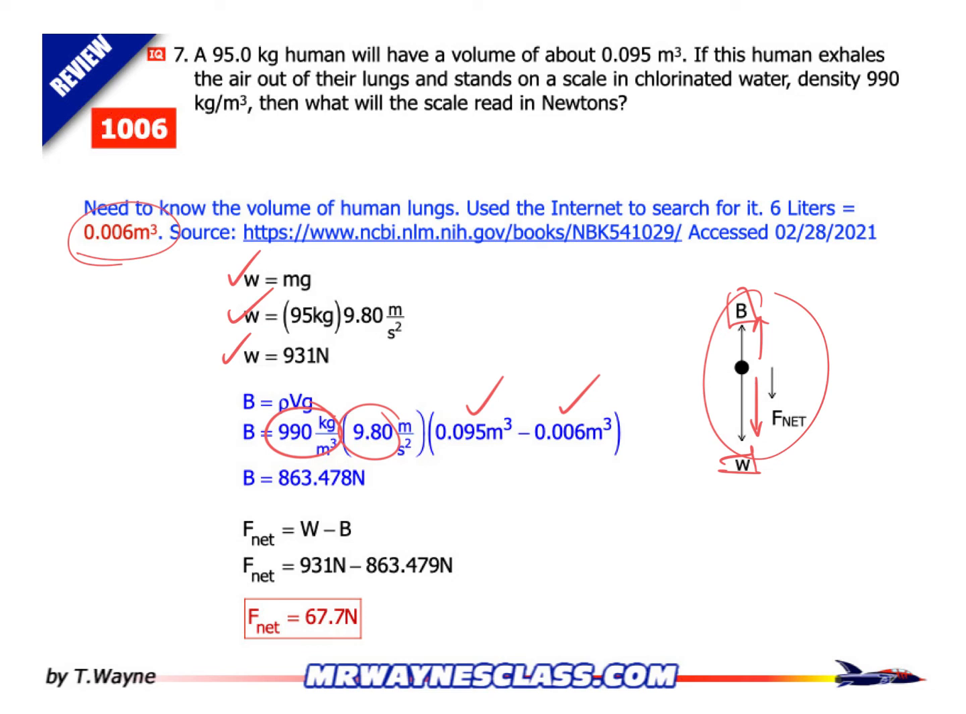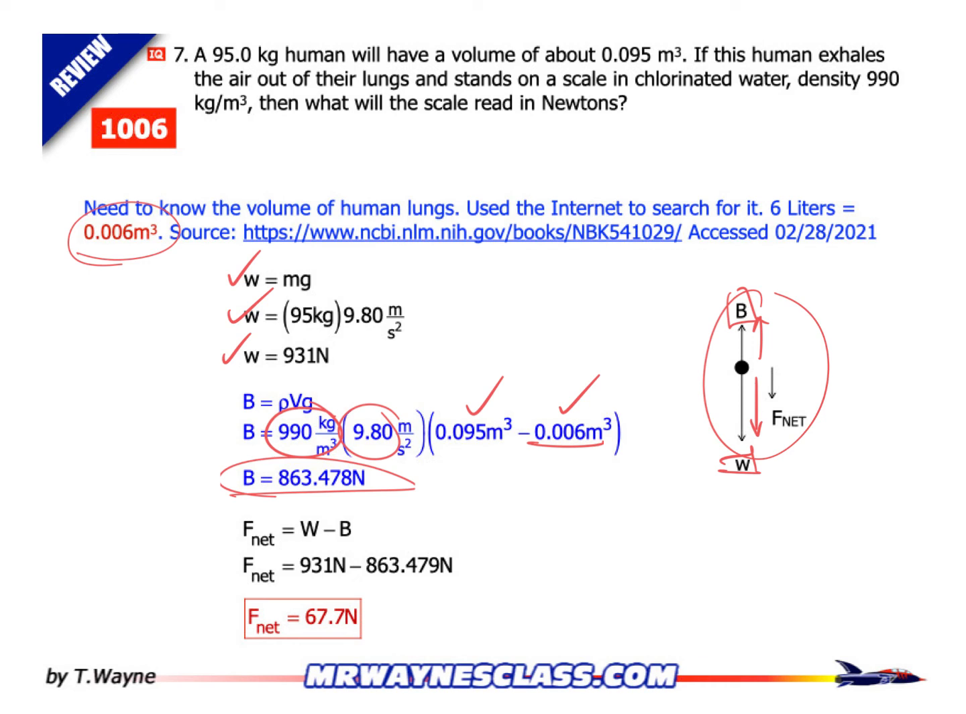Because when they exhale, what would happen is the diaphragm is going to move up and their stomach's going to get a little bit smaller. And how much smaller? Well, it's that number right there. So it's not too small. And that gives me a buoyant force of 863.478 newtons.